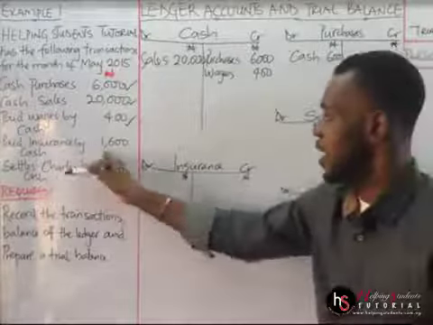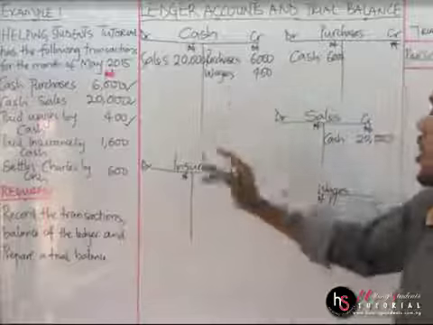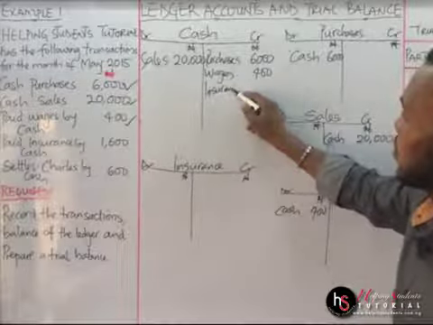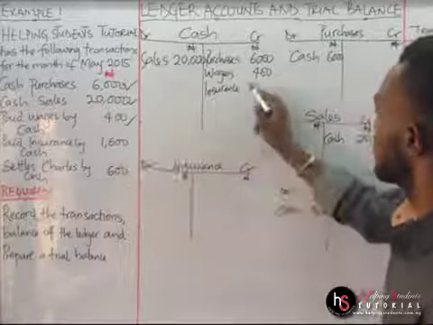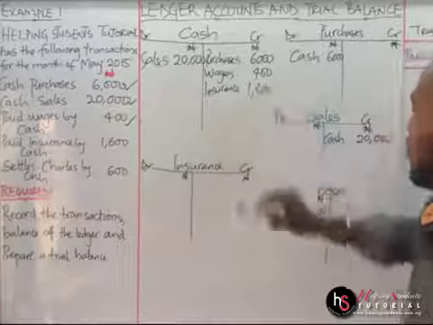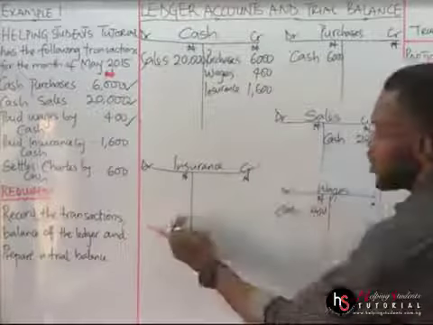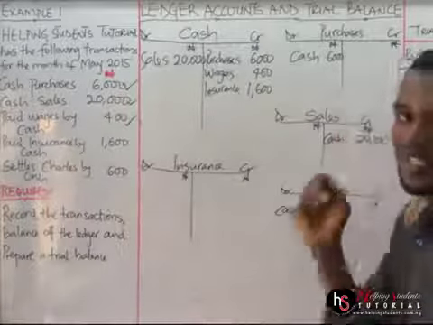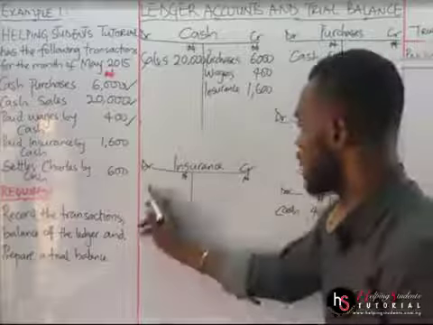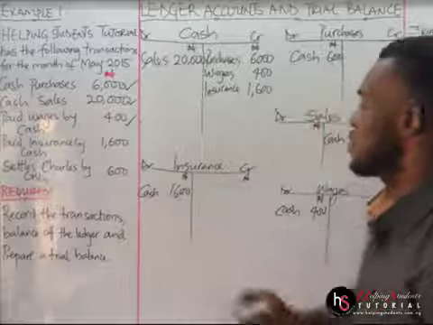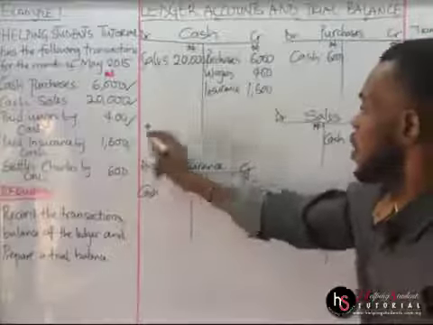So insurance by cash. Now when we come over to the cash, we have insurance. And how much is it? 1,600. Okay? Now when we come over to this, since it was recorded on the credit side, here it will be on the debit side with the title cash. So we have cash, and we have what? 1,600. Alright? We are good with this.